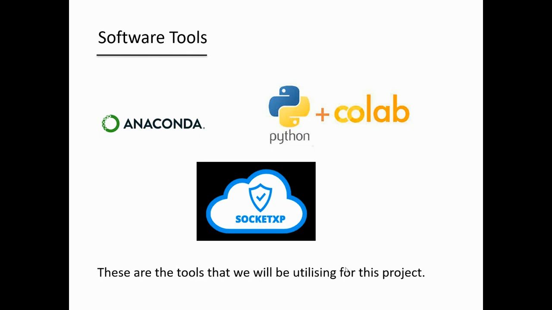The purpose of these GPUs is that when you are doing deep learning projects, we need some mathematical calculations, which will be running behind the program. If the GPU power is very high, then our calculations will be done in an easy manner. For that purpose only we are using the Google Colaboratory Notebook. And the application will be run on the Anaconda platform. Socket XP is an IoT software which will be used for hosting purposes.